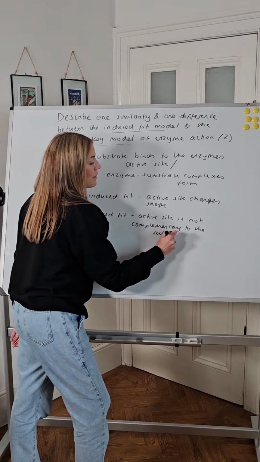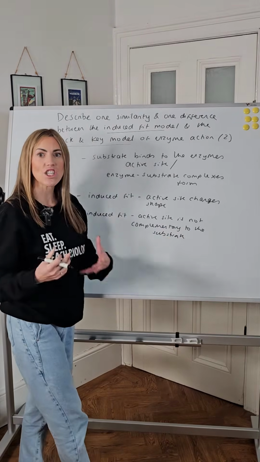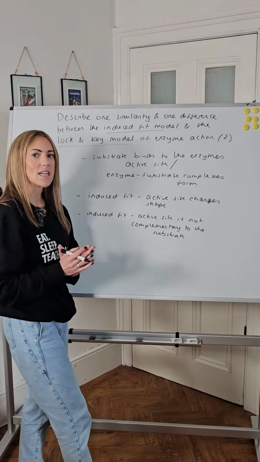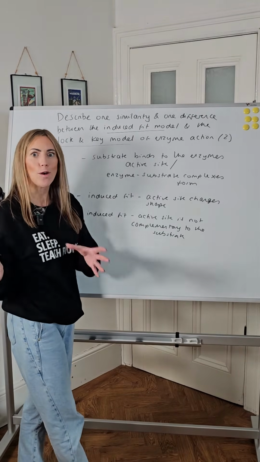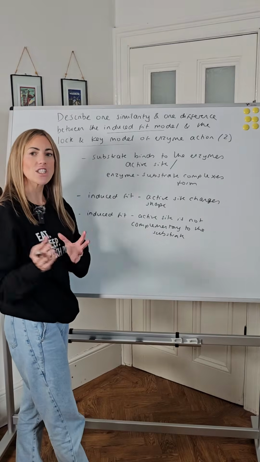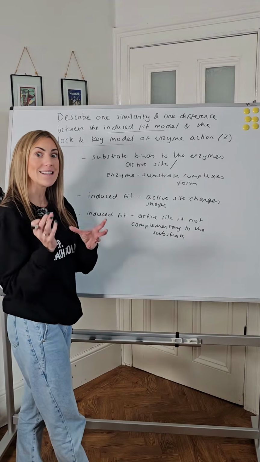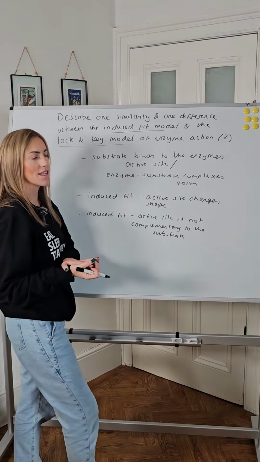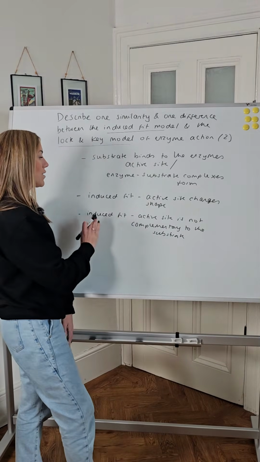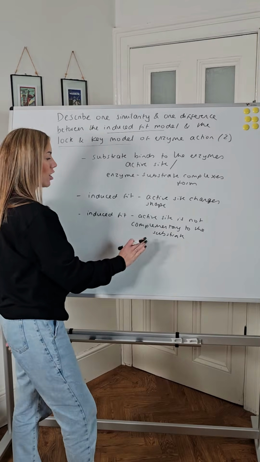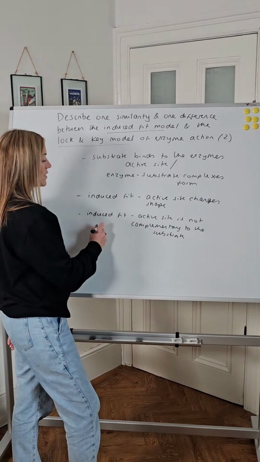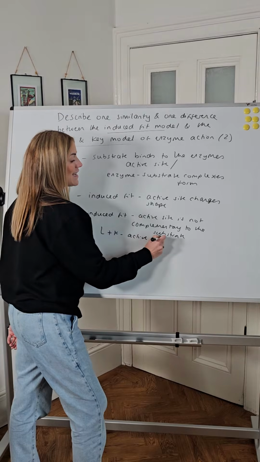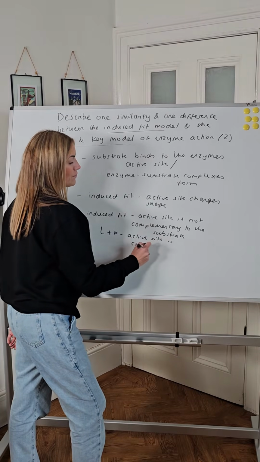And what I mean by that is initially, when the enzyme is not attached to the substrate, initially the active site is not perfectly complementary. It actually becomes complementary as the substrate binds to the active site and the active site can change shape. So induced fit, the active site is not complementary to the substrate. Obviously, you'd go on to say that in the lock and key, the active site is complementary.